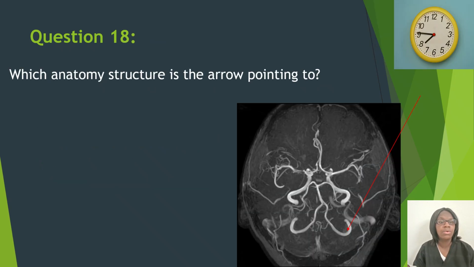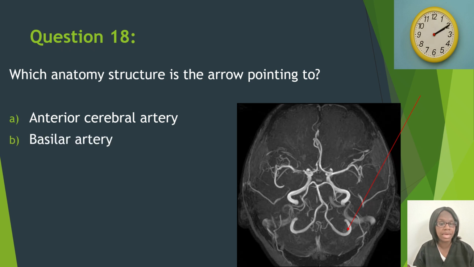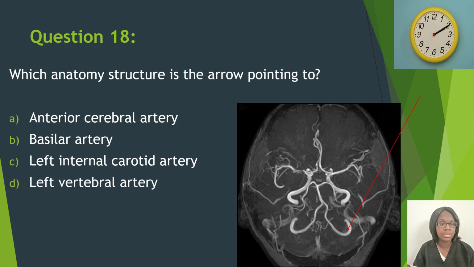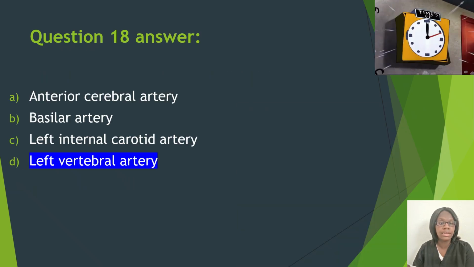Question 18. Which anatomy structure is the arrow pointing to? A, anterior cerebral artery, B, basilar artery, C, left internal carotid artery, or D, left vertebral artery. All right, the correct answer is D, left vertebral artery.